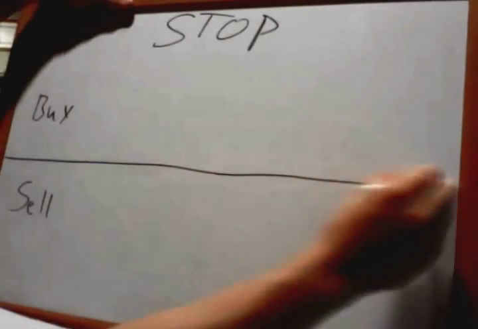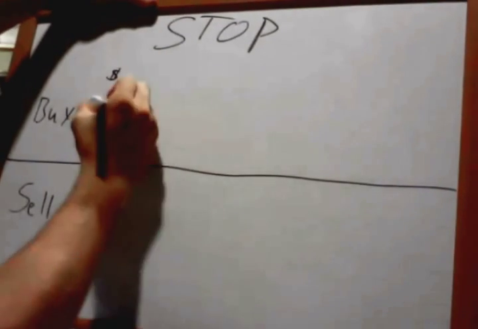All right, now we'll go over the stop order. So buying, let's say once again, is selling for $5 a share.